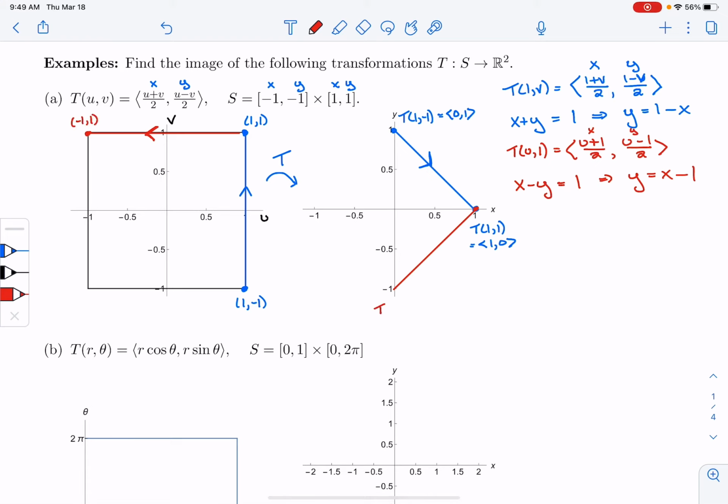So T of negative 1, 1, if I plug in negative 1 and 1, u plus v is going to be 0. So the first component is going to be 0. And then when I do u minus v, I'm going to get negative 1 minus 1 gives me a negative 2 over 2, or a negative 1. Okay, so that's going to get me to the point there. So the red line segment ends up mapping there.